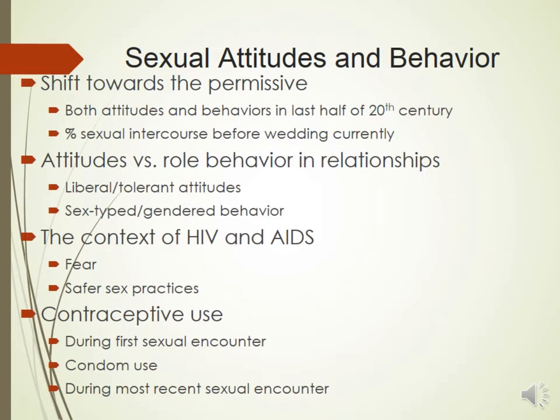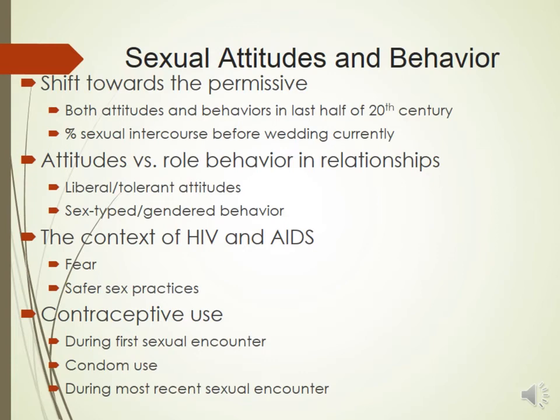This is very good news because a sexually active teen who does not use contraception has over a 90% chance of becoming pregnant within a year. The condom is the most common contraceptive method used at first intercourse.